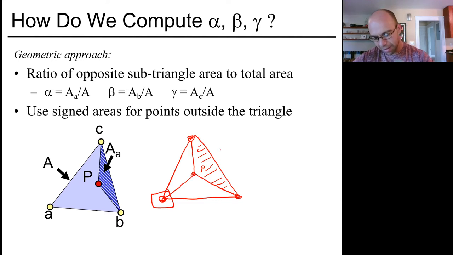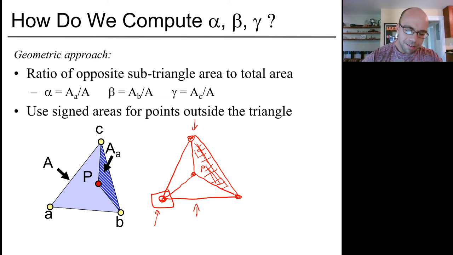And I can say, okay, I'm going to compute the area of this sub-triangle, and I'm going to divide it by the area of the entire triangle. And that is going to get you the barycentric weight corresponding to this vertex. Similarly, for the top vertex, I would use that triangle and so on. So I can compute those three ratios, and each of those is actually equal to the barycentric coordinates of this point we have on the inside.